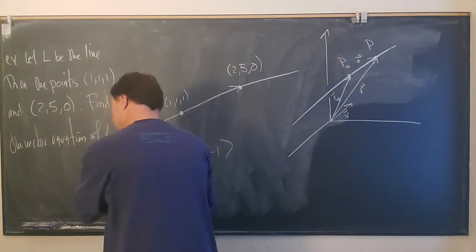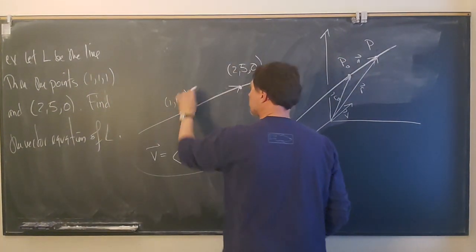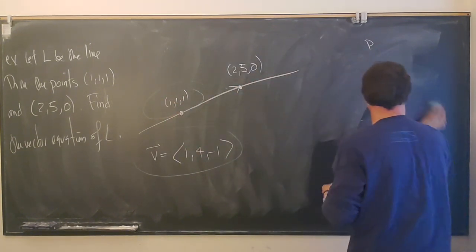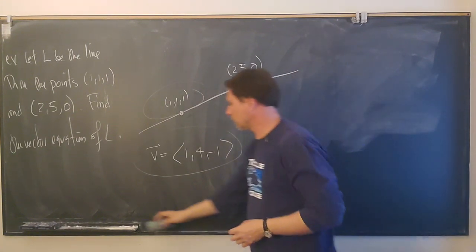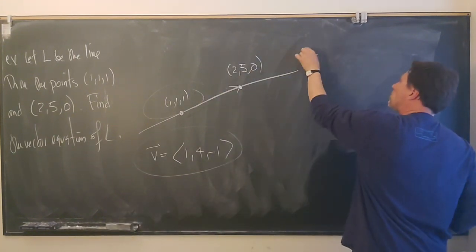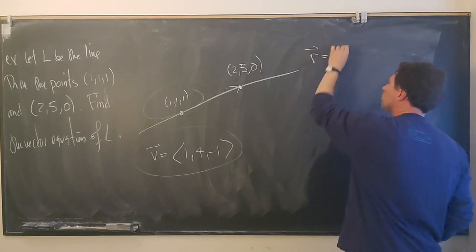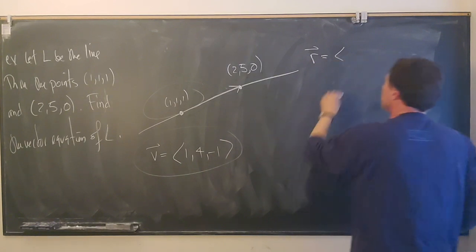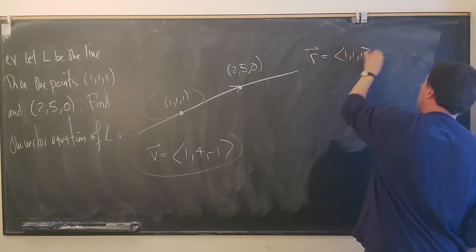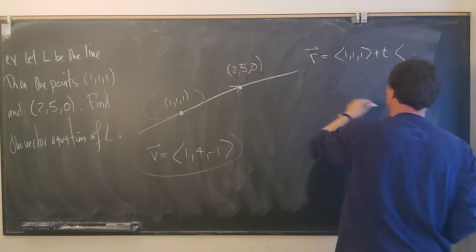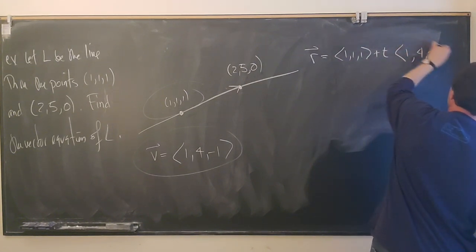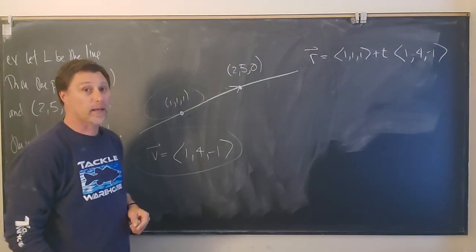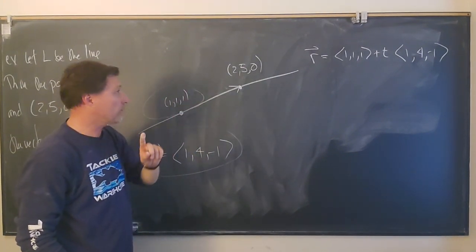So now, with the direction vector plus any point, I'm going to choose (1, 1, 1). Any point that lies on the line, I can write down the vector equation of the line. And so it's going to look like this: r equals the position vector corresponding to (1, 1, 1), which is <1, 1, 1>, plus t times the direction vector, which is <1, 4, -1>. That's it. That is the vector equation.